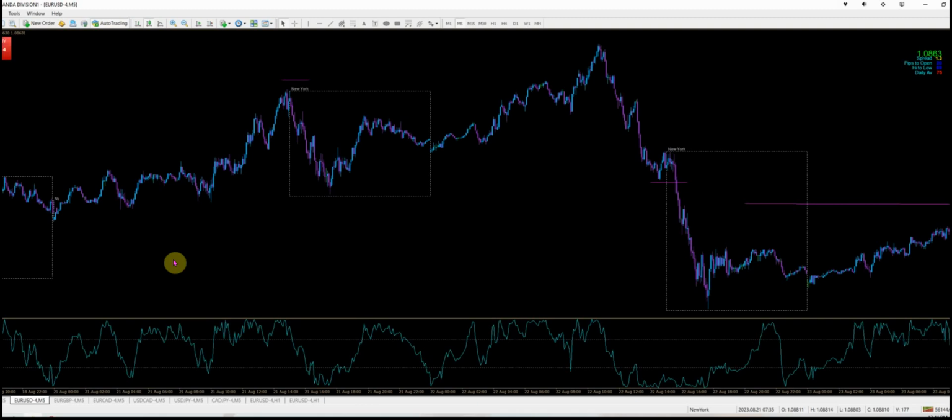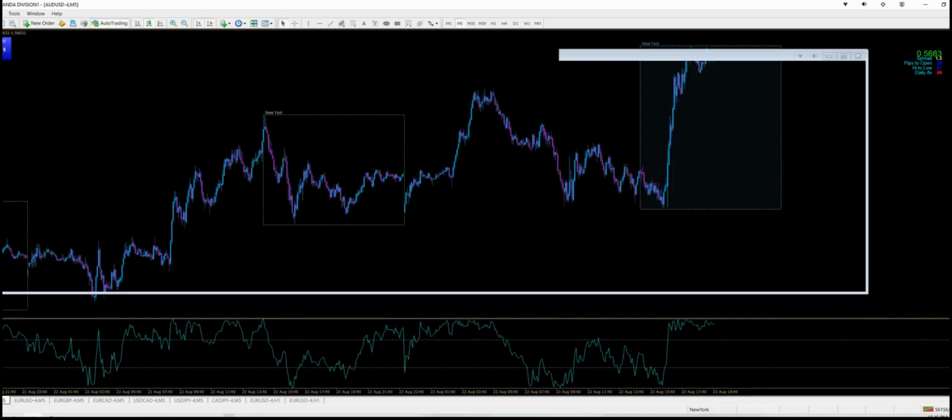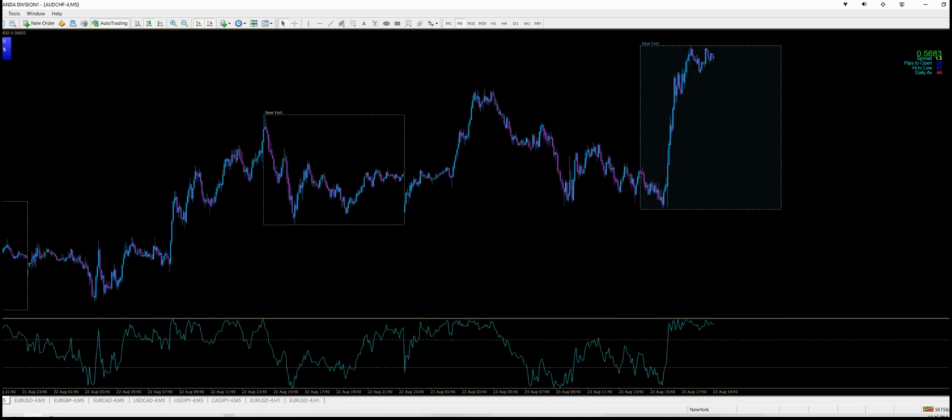You can see almost every pair I showed you guys had an opportunity today. There's the Aussie Swiss. The Aussie really strengthened today, because you can see the Aussie dollar and the Aussie Swiss both rocketed. So we obviously had some positive sentiment going on with the Aussie today. So just about every pair I showed you had an opportunity today.